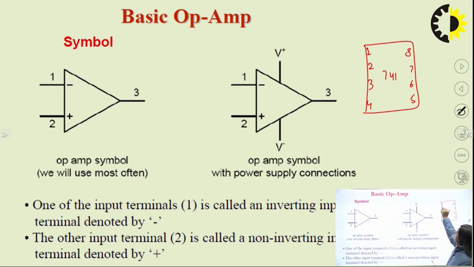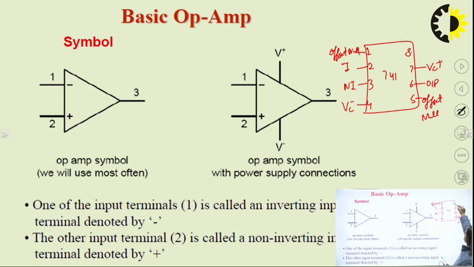Here pin number 1 indicates the offset null, and pin number 2 indicates the inverting input, pin number 3 indicates the non-inverting input, pin number 4 indicates the VCC minus, and this indicates the VCC plus, and this indicates the output, and this indicates the offset null, and here there is no connection.